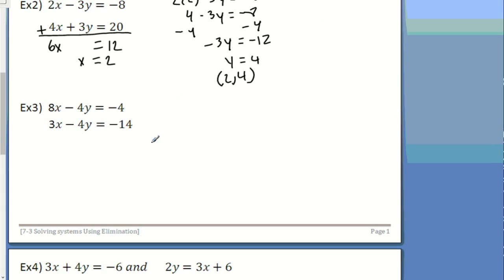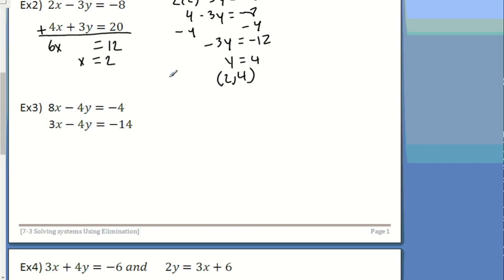So let's do example 3. Now, don't copy this real quick. Just watch this for a minute. So if I add these columns, I get 11x minus 8y. See, these don't make 0, do they? Negative 4y plus negative 4y does not make 0. It makes negative 8y. So that's a problem because they don't make 0.